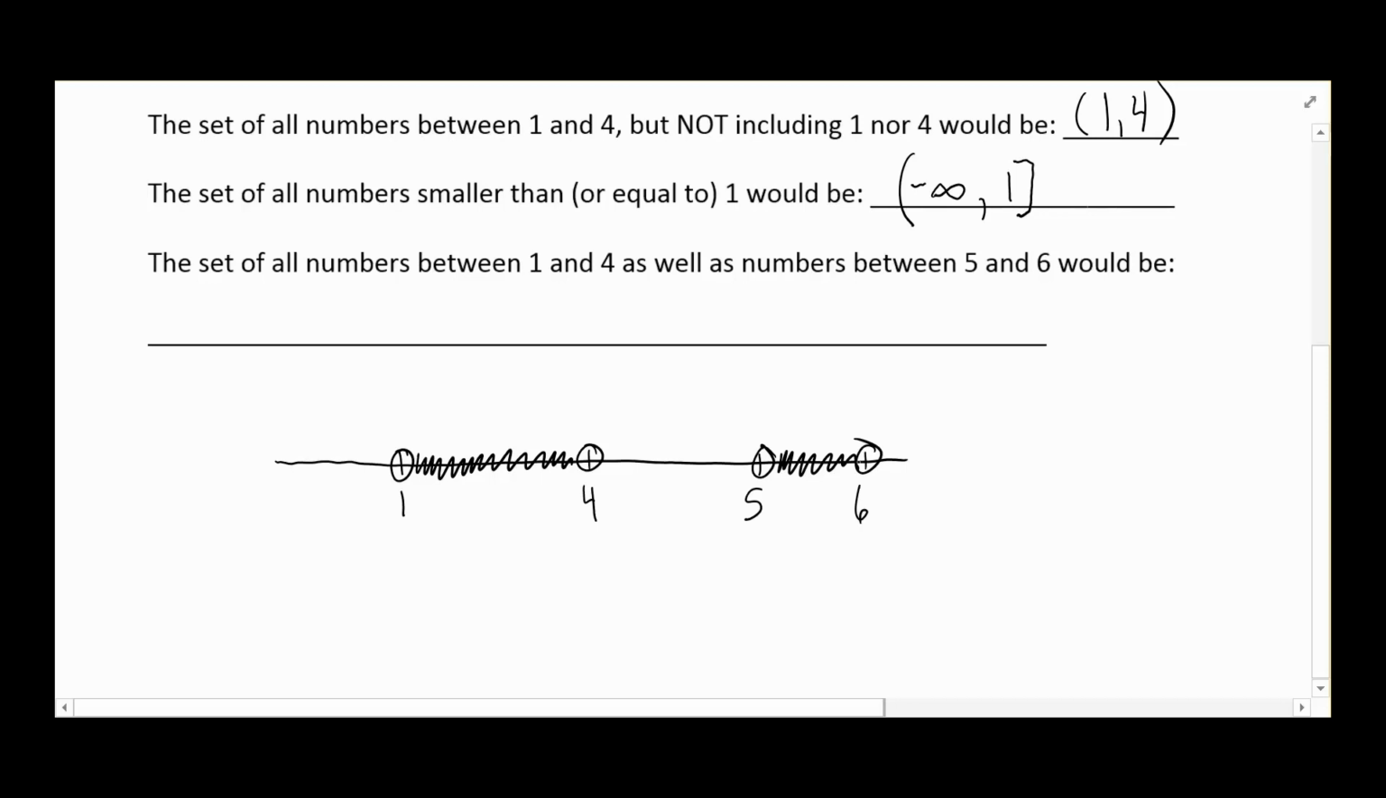So we have two separate intervals that have a gap between them. We have a way of representing that. The first interval has a left endpoint of 1 and a right endpoint of 4, with parentheses for both.